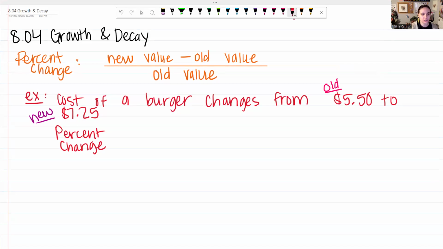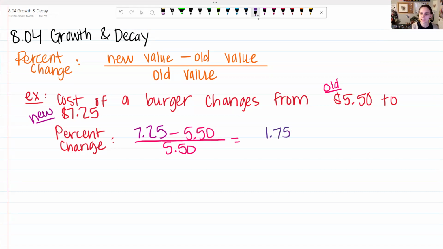So the percent change is going to be the new value, which is 7.25, minus the old value. Essentially, what's the difference from the new value to the old value? How much did we change over the old price? So what percent of the old price did we increase in this case? Because the price went up. So let's see, $7.25 minus $5.50 gives me a difference of $1.75 is how much we increased over the original $5.50 price.